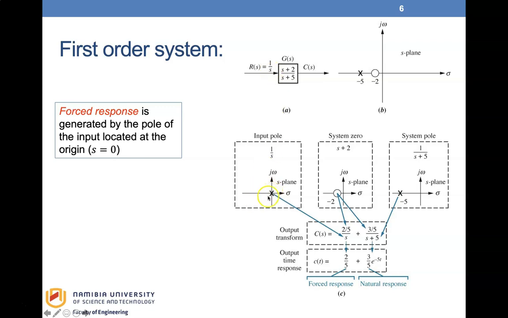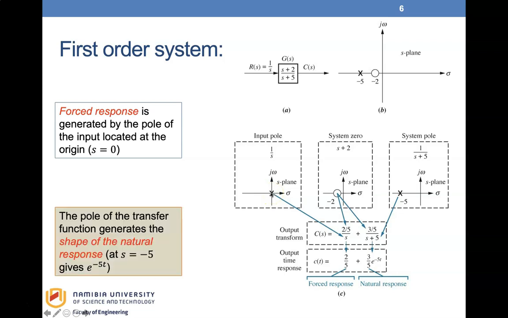We use x to represent poles and we use o to represent zeros. So you see the input pole will be an x at the origin. Then the pole of the transfer function generates the shape of the natural response. This is now the natural response of the system, and we have s plus 5 here, which means that minus 5 will be our pole.